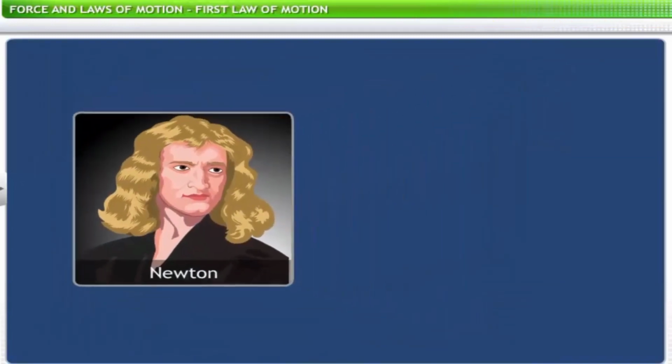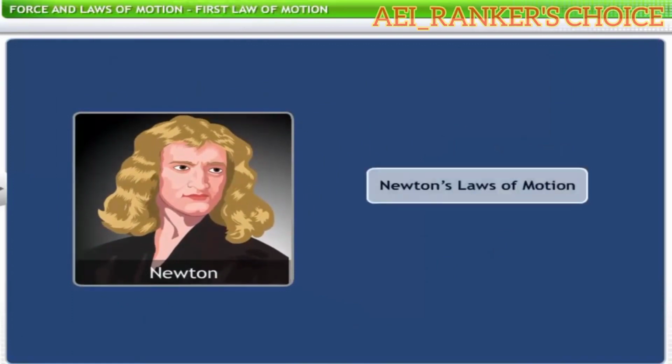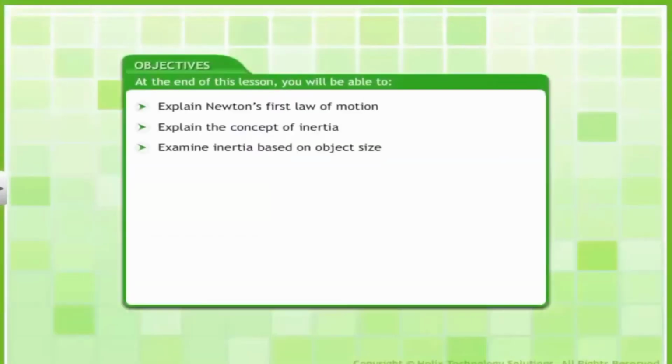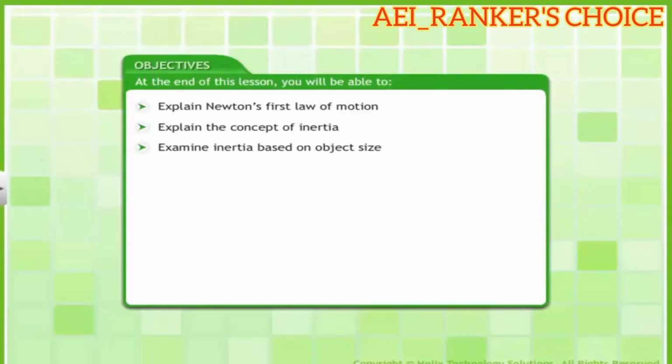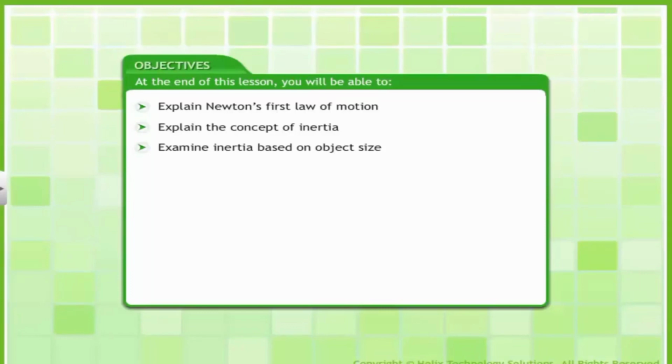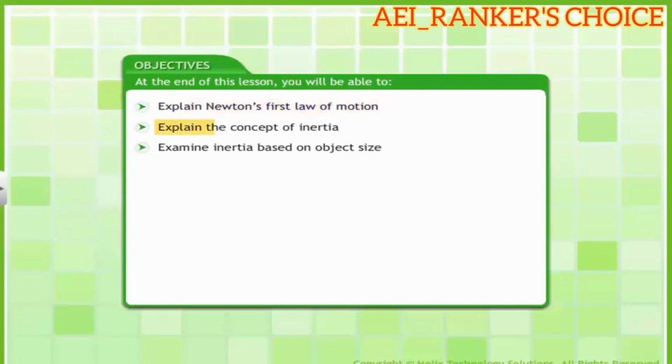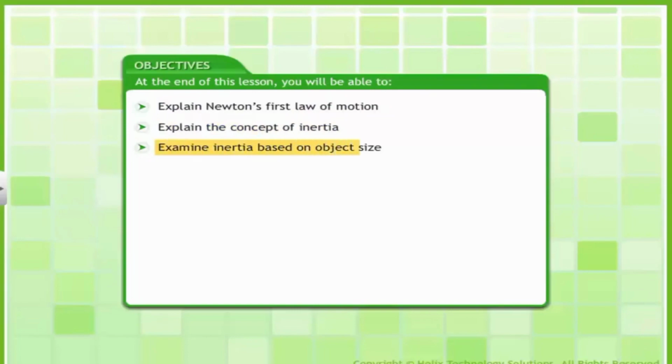Sir Isaac Newton further studied Galileo's ideas on force and motion and presented three fundamental laws that govern the motion of objects. These three laws are known as Newton's laws of motion. In this lesson, you will learn about Newton's first law of motion and inertia. At the end of this lesson, you will be able to explain Newton's first law of motion, explain the concept of inertia, and examine inertia based on object size.